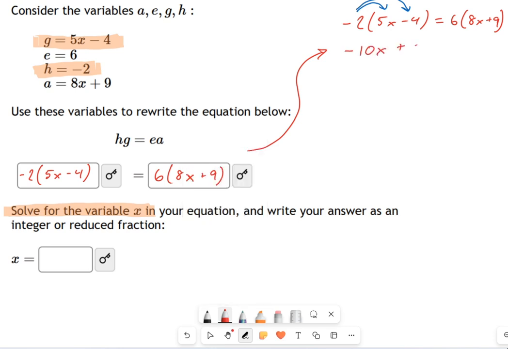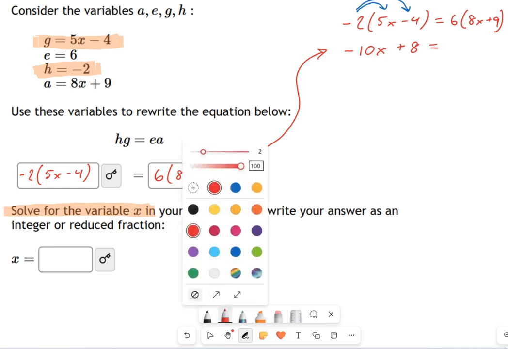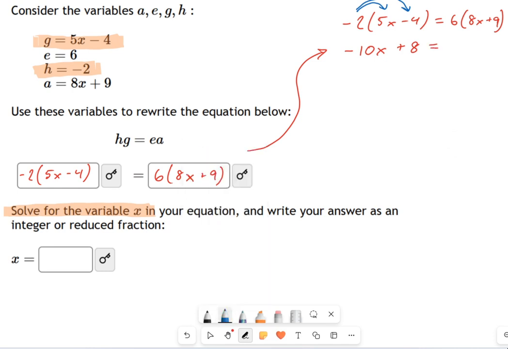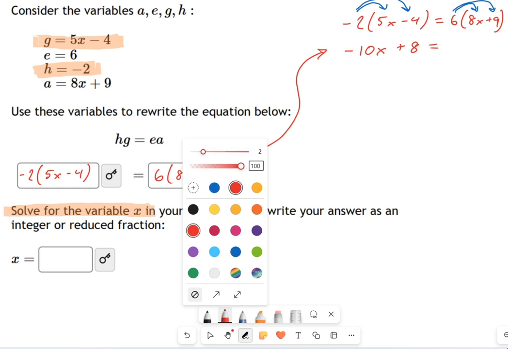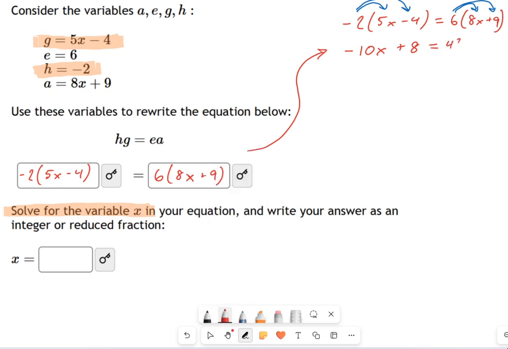Now negative 2 times negative 4, don't slip on that negative sign, that's a positive 8. And for this next one, I'm going to do the same thing. See if you can pause the video and jump ahead of me a little bit, right? This is 6 times 8 and 6 times 9. So what do you get there? I'm going to catch up with you now. It's 48x plus 54. Okay.